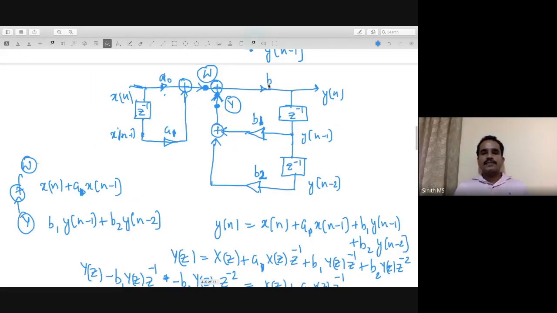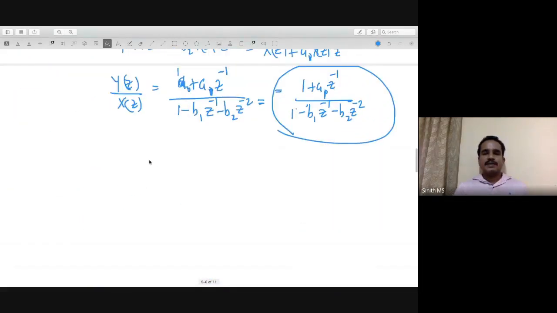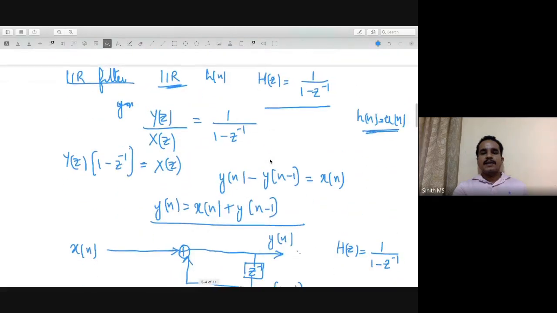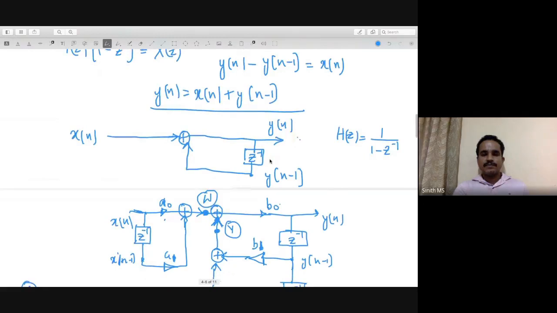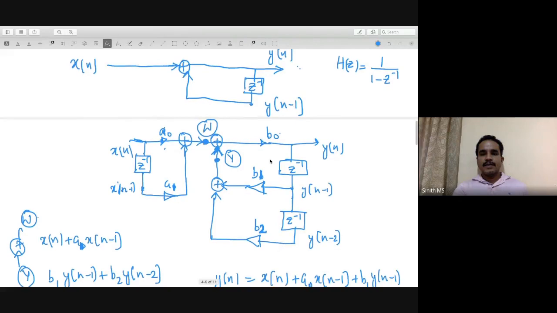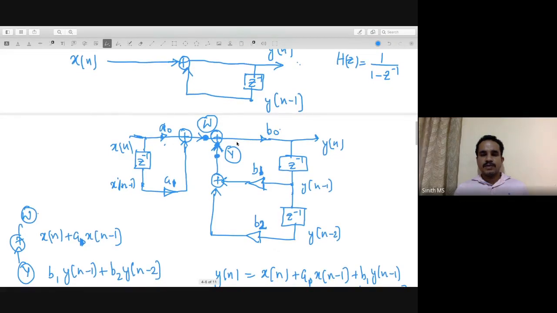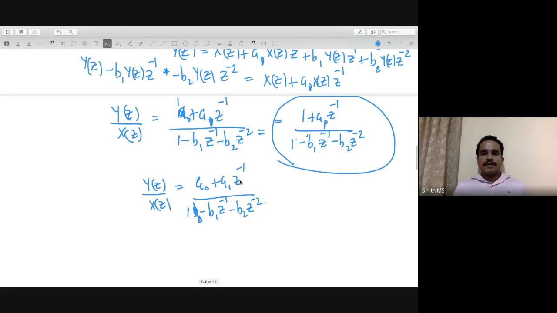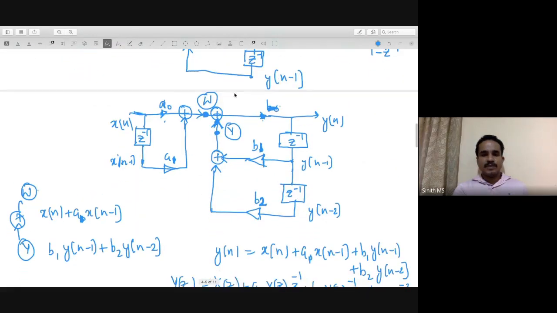Similarly, if you have a b0 here, then our equation will change as Y(z) by X(z) will become a0 plus a1 z inverse by b0 minus b1 z inverse minus b2 z raised to minus 2. Okay, am I right? No, this b0 shouldn't be here, right? This b0 may cause confusion, so I'll leave it out. So let this be 1 itself. So if you have some DC term, that shouldn't be added here.